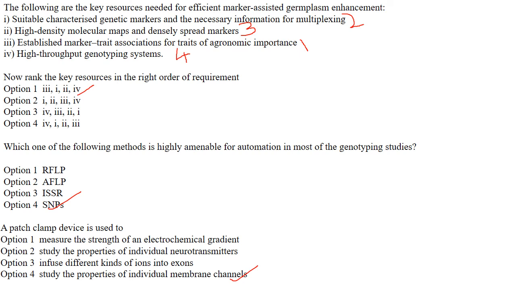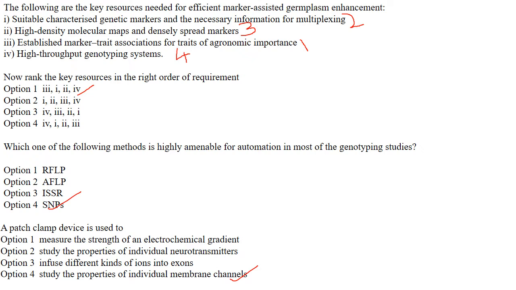The following are the key resources needed for efficient marker assisted germplasm enhancement. Marker assisted breeding uses DNA markers associated with desirable traits to select a plant or animal for inclusion in a breeding program early in its development. Now rank the key resources in the right order of requirement.